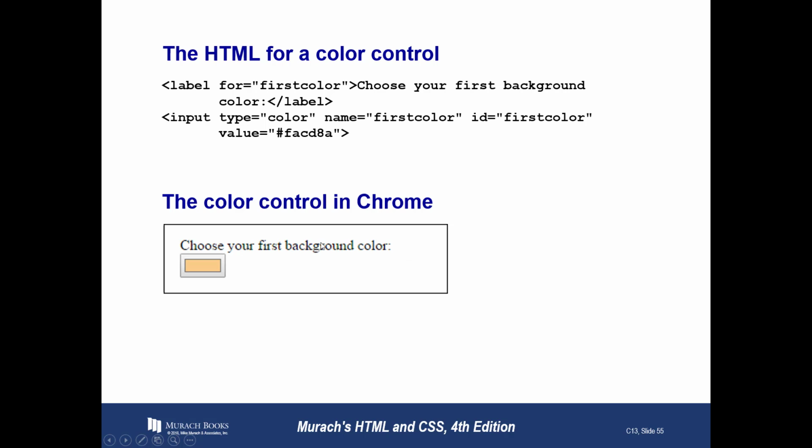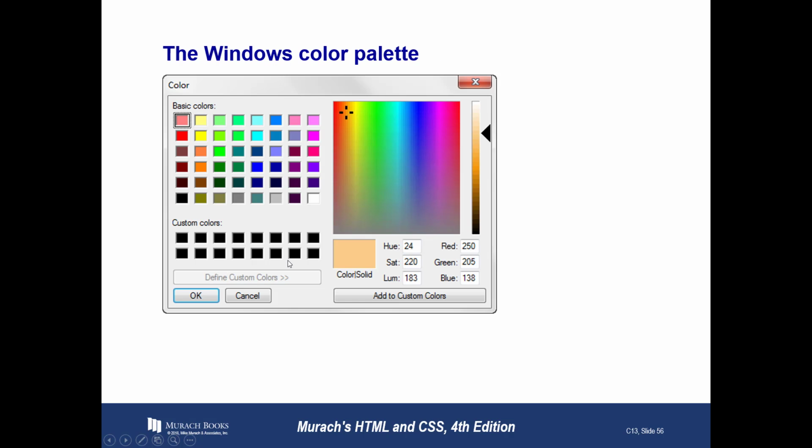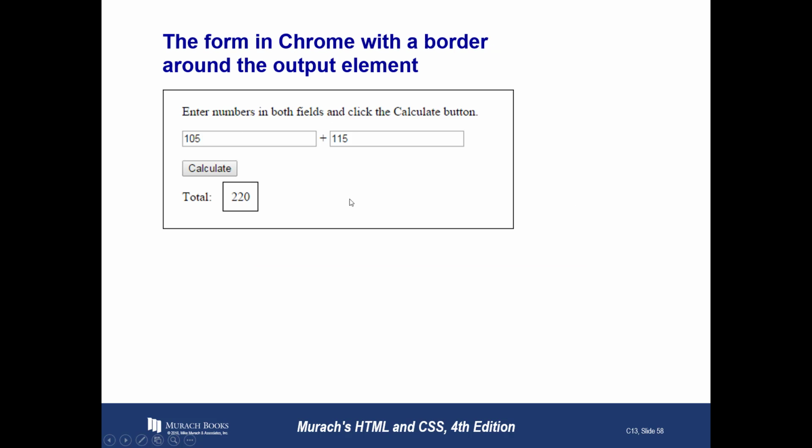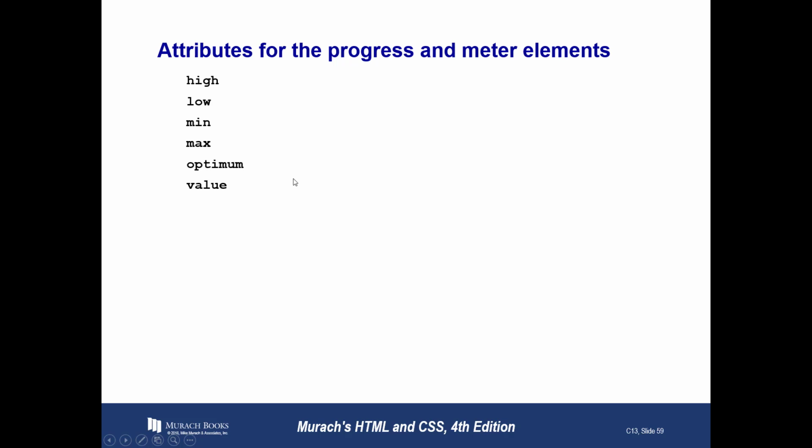Color controls are pretty easy. Choose your background color. I could say choose your favorite color. And as soon as you come in and put in a type equal color, it brings up the color picker like this. I didn't think that was really appropriate for the sign-up form that I gave you. You wouldn't typically ask someone their favorite color. All right. Yeah, that's adding some JavaScript. It's no big thing.